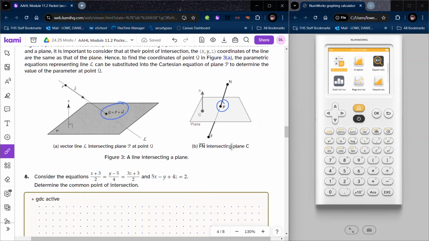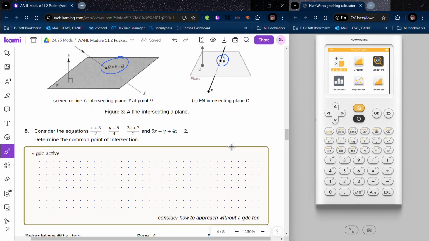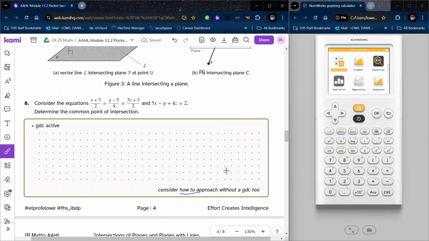That I have a common point of intersection. So we're going to look at this particular problem. It's going to be calculator active, but I want you to think about how you would solve it without a calculator as well. Okay, so how would you solve this without a calculator as well?